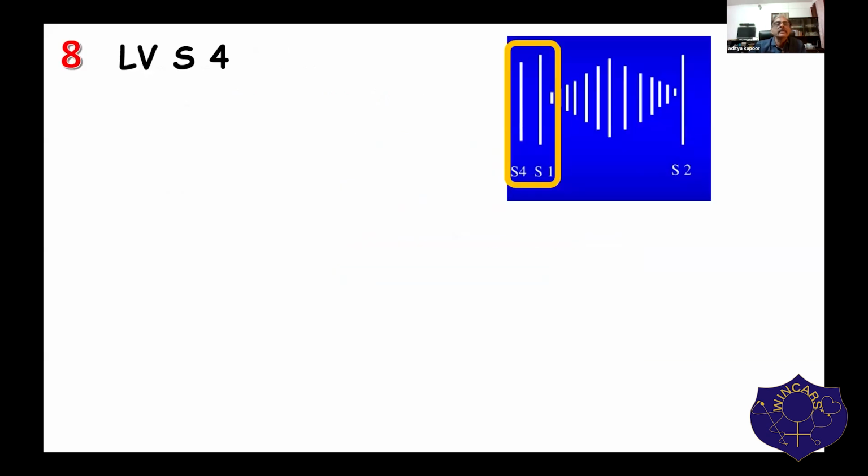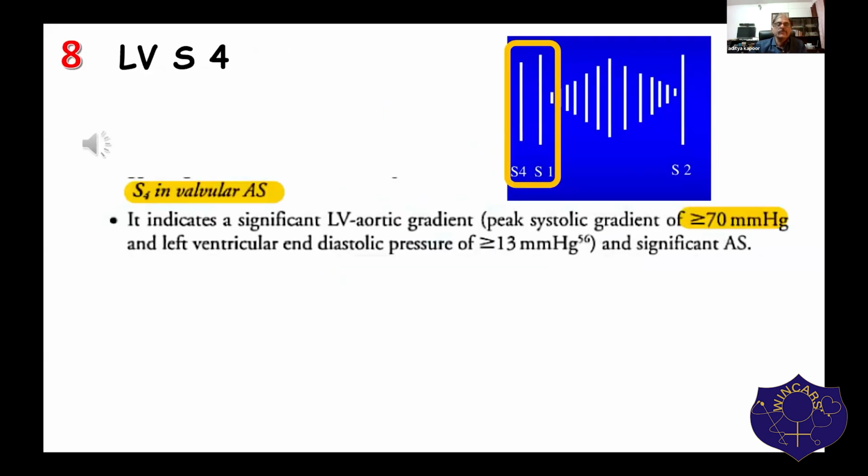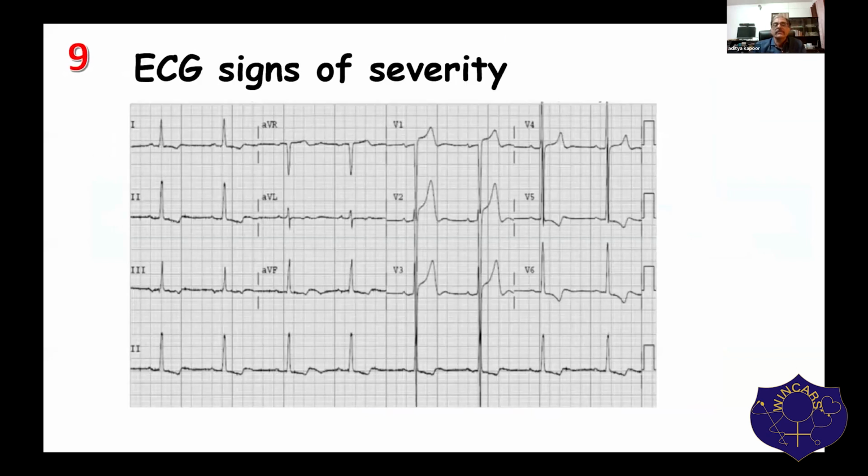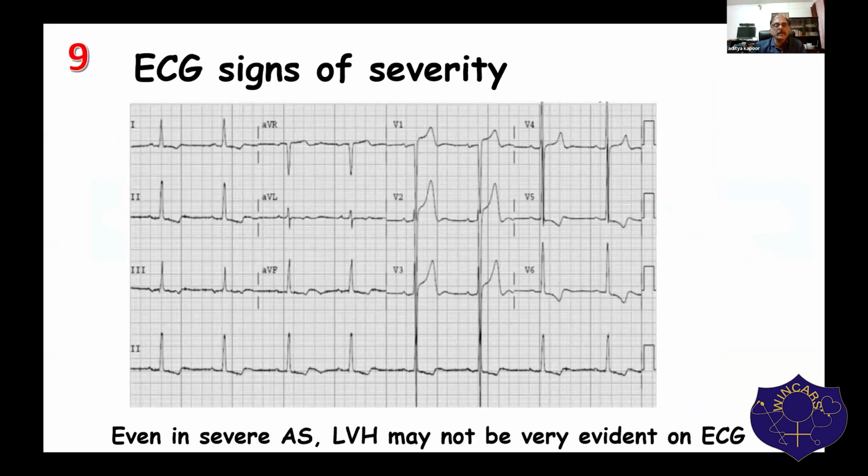LV S4. Again, S4, if you are hearing, the gradient has to be more than 60 to 70. Remember, you will never hear S3 in aortic stenosis unless complicated by severe LV dysfunction. ECG, of course, left ventricular hypertrophy with strain, you will find in severe AS. But remember, even in severe AS, LVH may not sometimes be very evident on ECG because ECG is not very specific or accurate to pick up LVH.